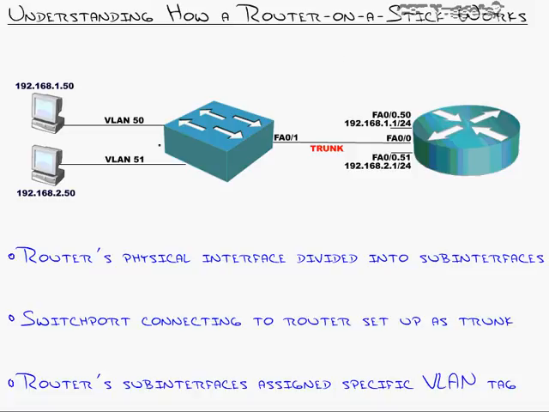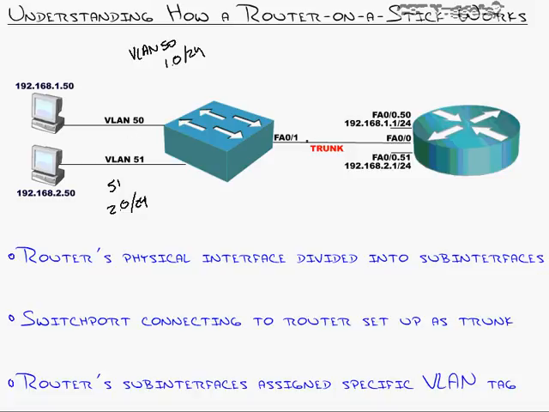The devices that are plugged into the separate VLANs, we have VLAN 50 up here, VLAN 51, and just for sake of argument, VLAN 50 is 192.168.1.0/24, and VLAN 51 is 192.168.2.0/24. So those are the subnets that they're assigned. These PCs are placed in those VLANs.